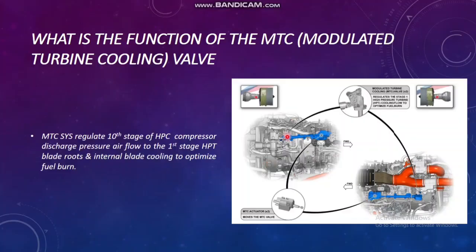So the next topic is the modulated cooling valve of the LEAP engine. What is the purpose? The modulated turbine cooling system regulates the 10th stage of HPC compressor discharge pressure airflow to the first stage of HPT blade roots and internal blade cooling to optimize the fuel burn. Because HPT has high temperature, they are using 10th stage air, and this is blown onto the first stage of HPT blade roots as well as internal cooling to optimize the fuel burn. So this is also good to know information about the modulated turbine cooling valve.